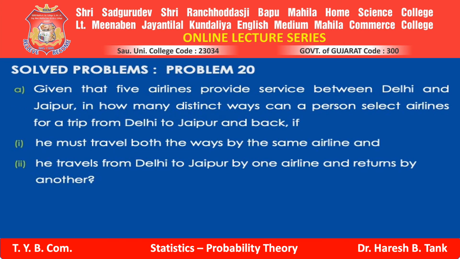Given that 5 airlines provide service between Delhi and Jaipur, in how many distinct, meaning different, ways can a person select airlines for a trip from Delhi to Jaipur and back, if he must travel both ways by the same airline? And the other one: he travels from Delhi to Jaipur by one airline and returns by another one. Fine enough, let us see. Think of it as if it is happening with you, right? That will make all the options very clear in your mind.